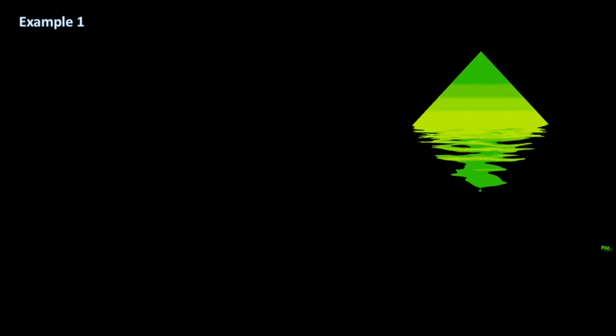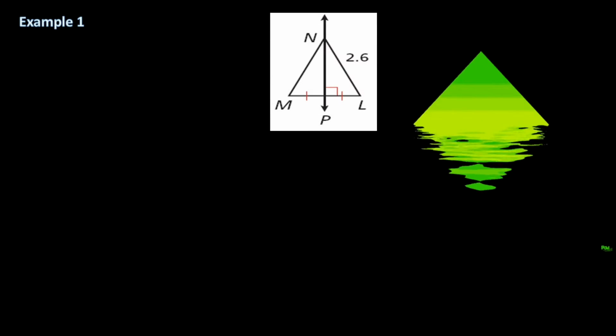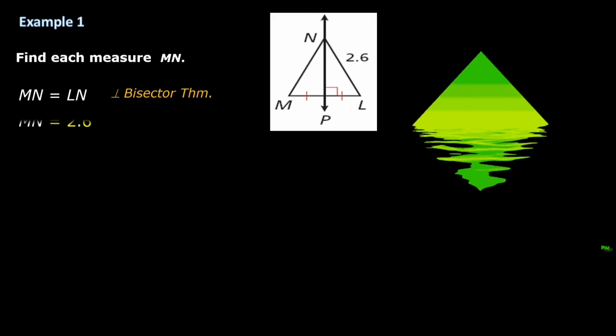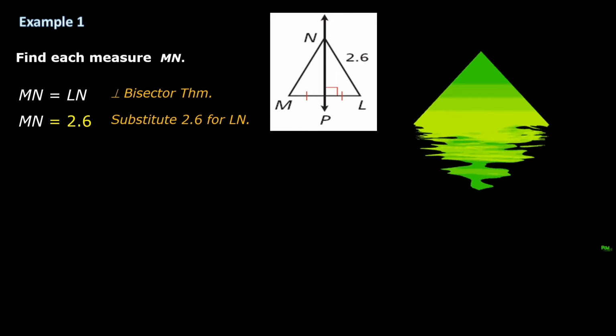Let's have an example to clarify this. As we see in the first example here, triangle MNL, NP is perpendicular and bisects ML. NL is 2.6. We want to find MN. So we're going to use the theorem. NL will be congruent to NM, so NM will be 2.6 as well.